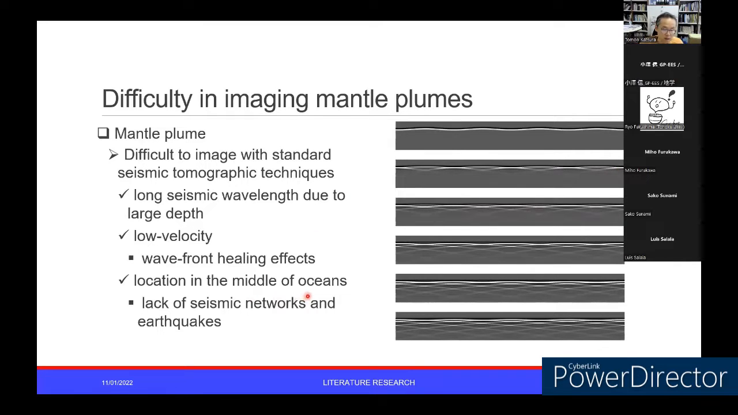And the third difficulty is that the locations of the plumes are often in the middle of the oceans, so because of such locations, the seismic networks and earthquake density are quite sparse. If we study the subduction zones, there are many earthquakes there, and also there are many developed countries in the subduction zones. As a result, there are dense seismic networks.